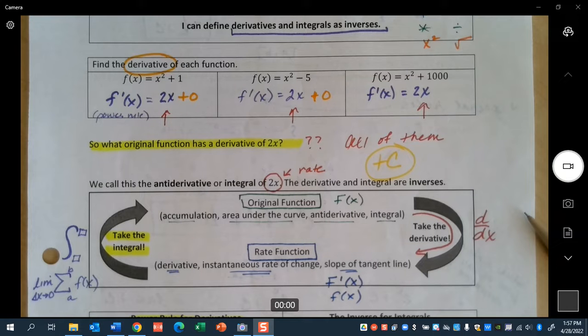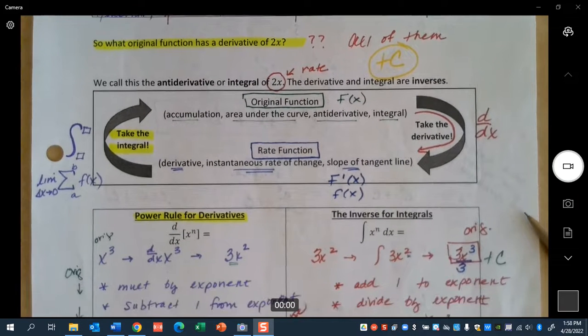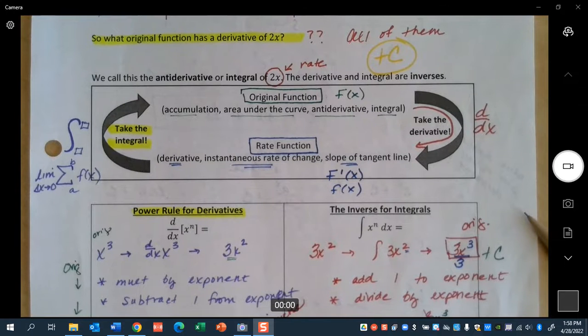So what we talked about was, okay, so which original function has a derivative of 2x? All of them. So how do you tell the difference between them? And that's where we talk about this plus c. And how hilarious that when I was doing this video, I was so excited I ended up forgetting all my plus c's. But did you laugh at that? I'm like, oh snap, I got to go back. So we call it an antiderivative.